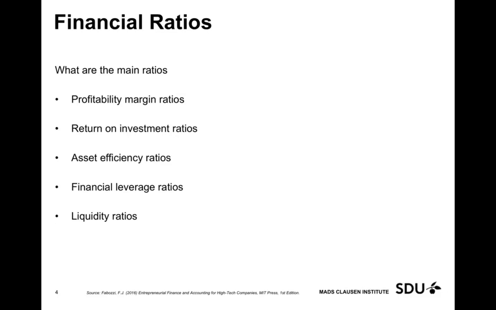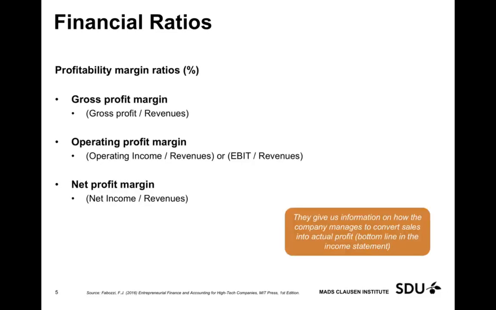So what are the main 5 blocks of financial ratios? Profitability margin, return on investment, asset efficiency, financial leverage, and liquidity. Quickly looking at them, the first block is basically the one that deals with those elements that are built on the income statement from the top line revenues to the bottom line net income.